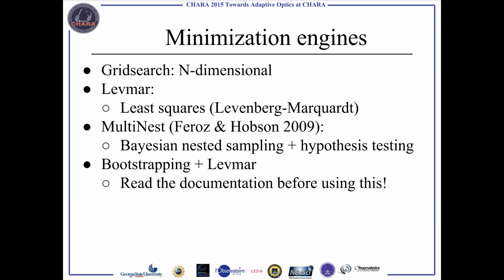SIMTOI also has support for several different minimization engines. In particular, there's an n-dimensional grid search algorithm, which, if you choose to use it, lets you explore your chi-squared space at regular intervals. There's a least squares minimization fitting engine called LEVMAR, which implements the Levenberg-Marquardt algorithm. There's a Bayesian nested sampling minimization engine called MultiNest, which was written by Farhan Feroz and Mike Hobson. And not only does this let you minimize to your data, but it also lets you test different hypotheses using Bayesian statistics. And finally, there is a bootstrapping minimization engine which uses LEVMAR under the hood, which allows you to derive realistic uncertainties from your interferometric and photometric data. However, if you decide to use this particular minimization engine, please read the documentation before using it.